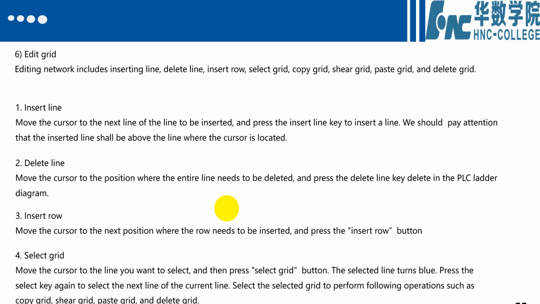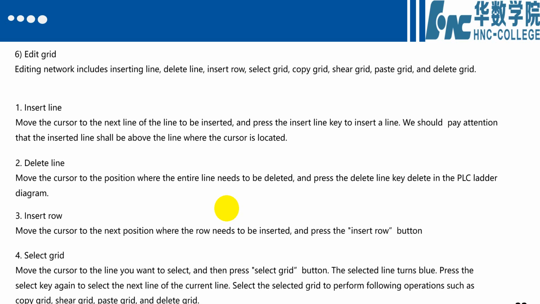Delete line. Move the cursor to the position where the entire line needs to be deleted and press the Delete Line key to delete this line in the PLC render diagram. Insert row. Move the cursor to the next position where the row needs to be inserted and press the Insert Row button.